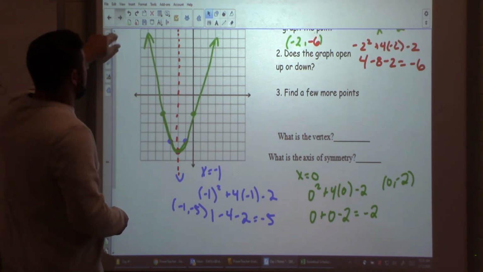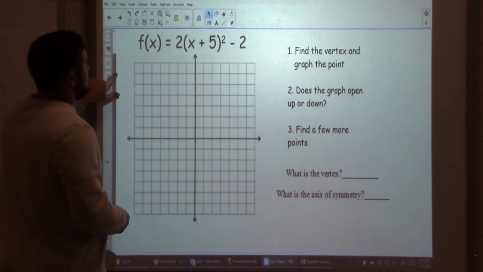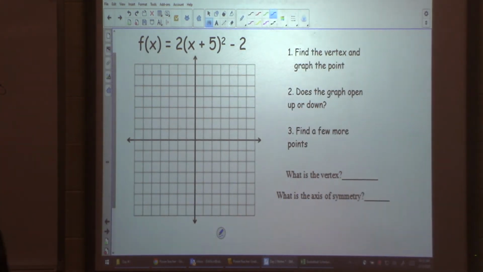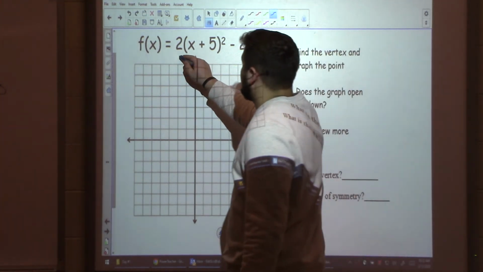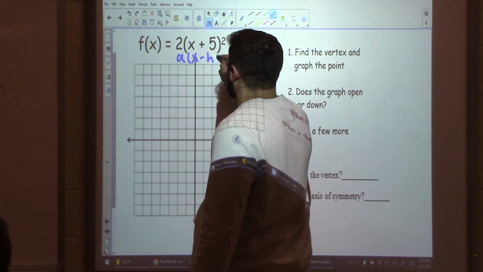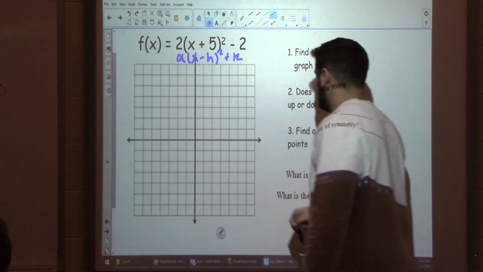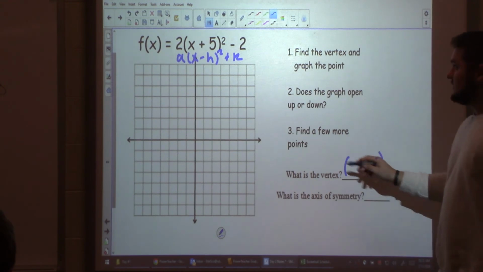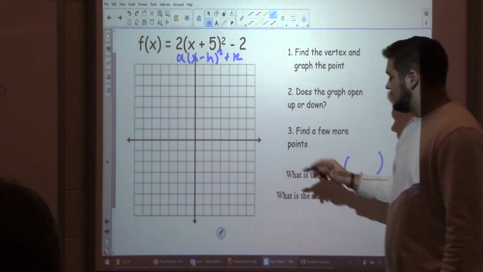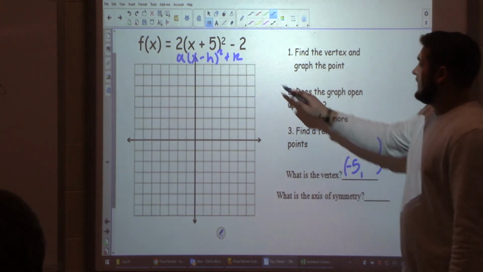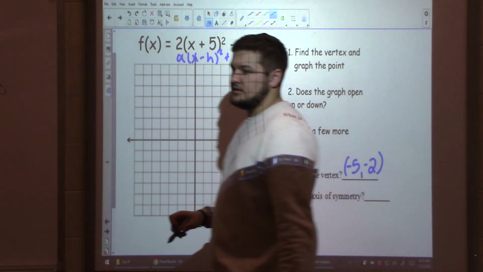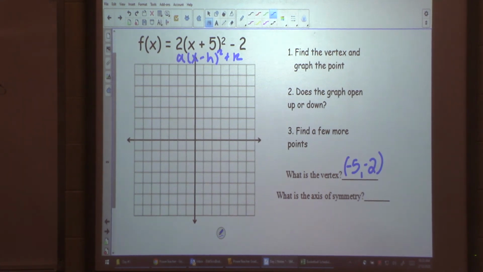Alright, so next one's in vertex form. Let's do this one quickly so we don't run out of time here. So, this one's in vertex form. Remember, a times x minus h squared plus k. So what is the vertex? Find it first. So we're taking the opposite of what's in here, so negative 5. And we're taking the number that's out here, negative 2. It's the same one we just did. Yep. Negative 5, negative 2.